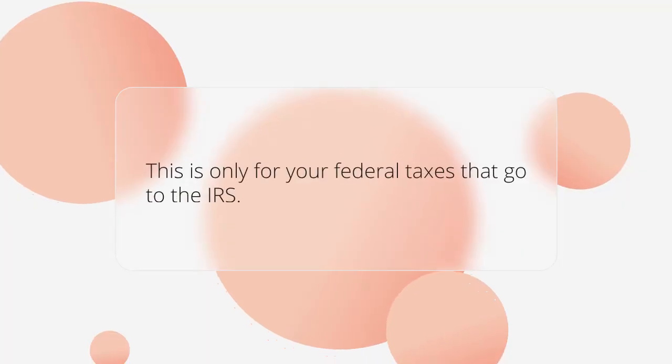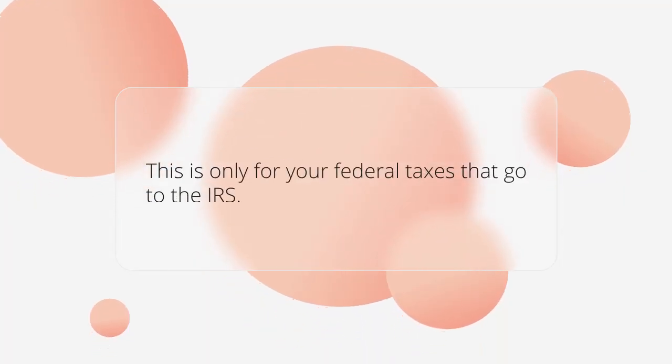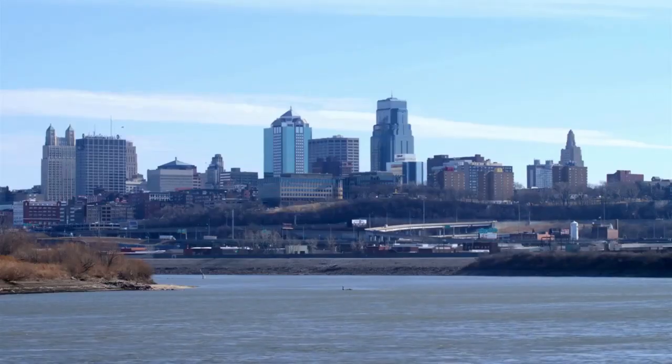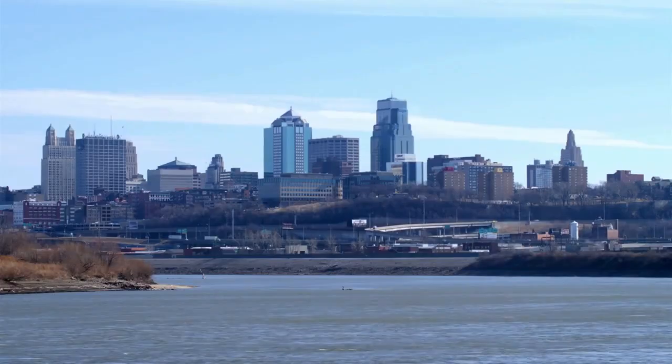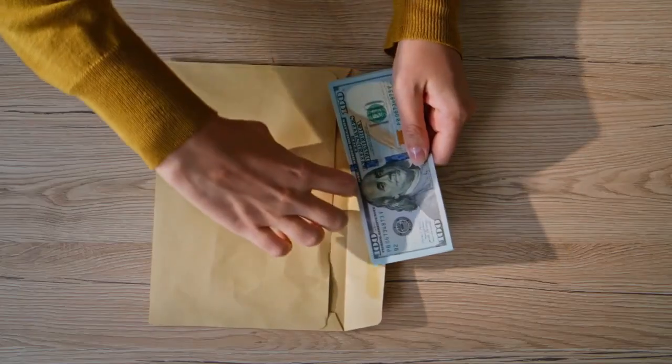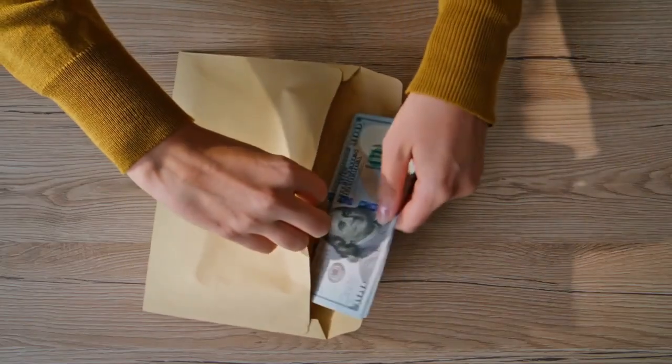A very important thing to remember is that this is only for your federal taxes that go to the IRS. Your state income tax return goes to a completely different state agency, like your state's Department of Revenue or Franchise Tax Board. Never mail your federal and state tax returns in the same envelope.